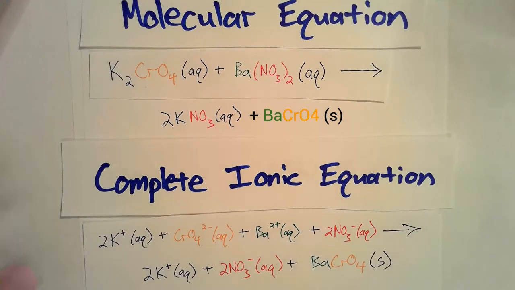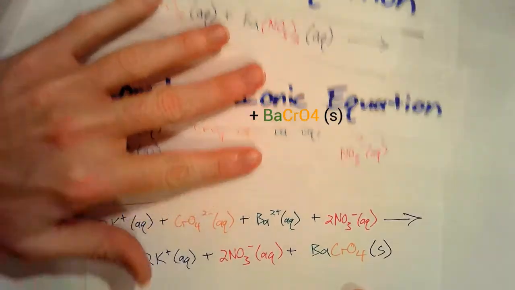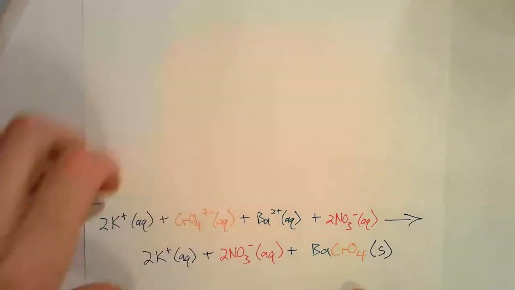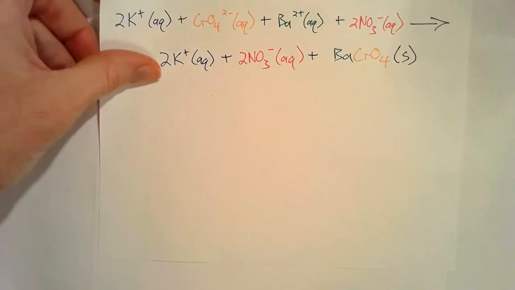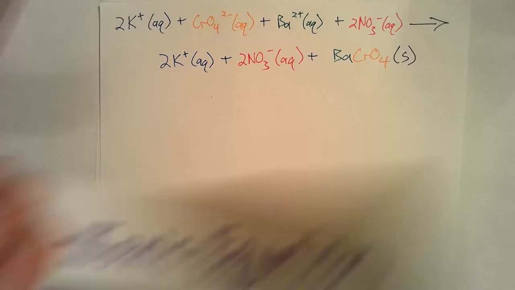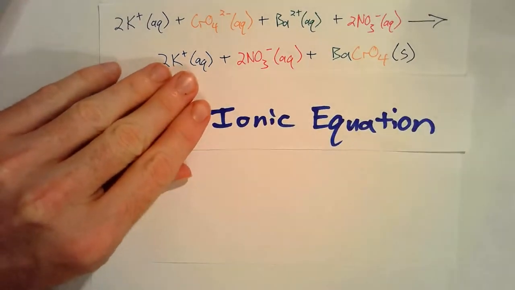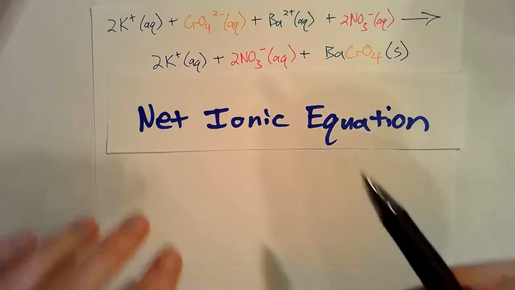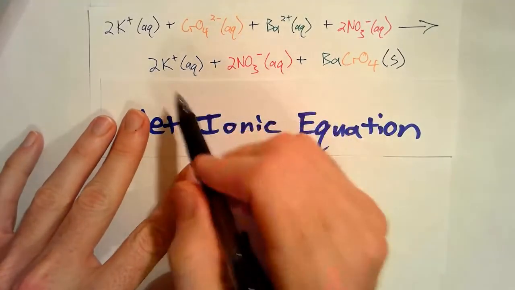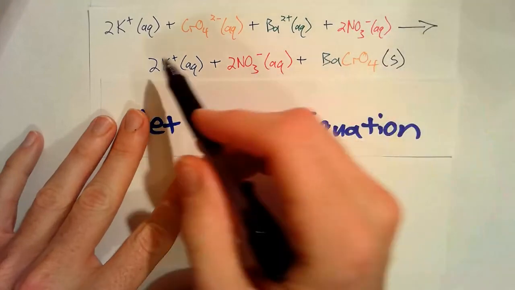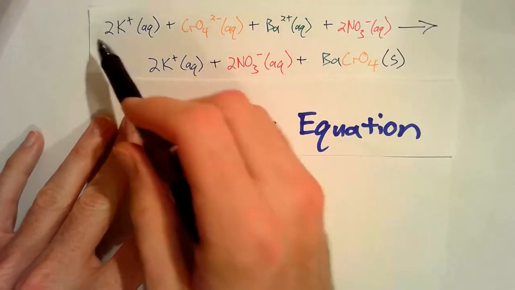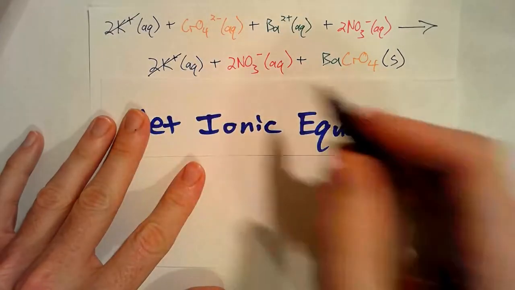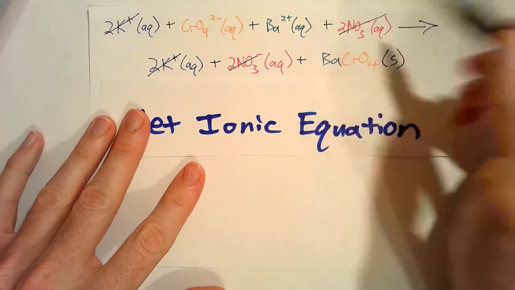So now I'm going to scrap everything that's here, wipe it clean, and I'm going to move this up for reference. And I want to write the net ionic equation. So underneath, well, first I'm going to cross out my spectator ions. Those are the ones that appear on both sides. I have two potassiums, and I have two nitrates and two nitrates.